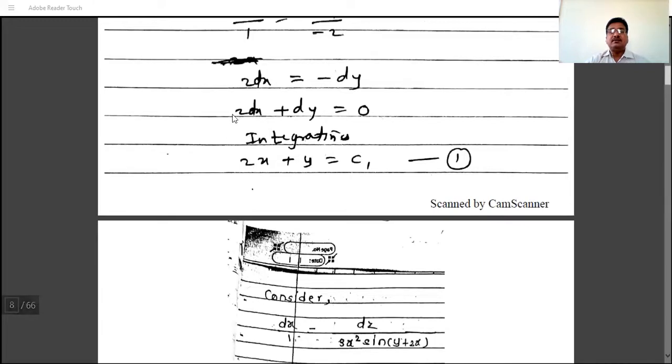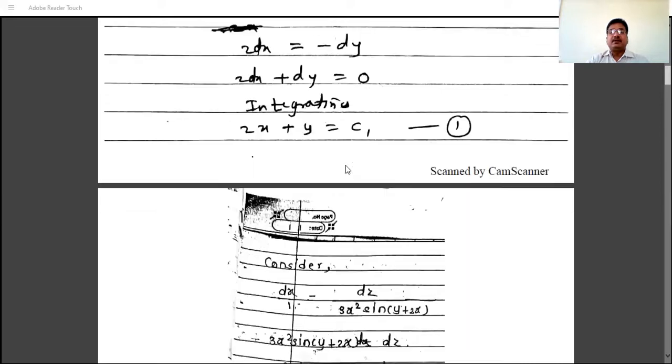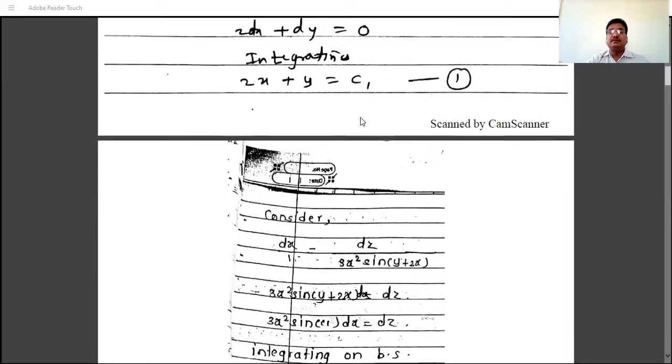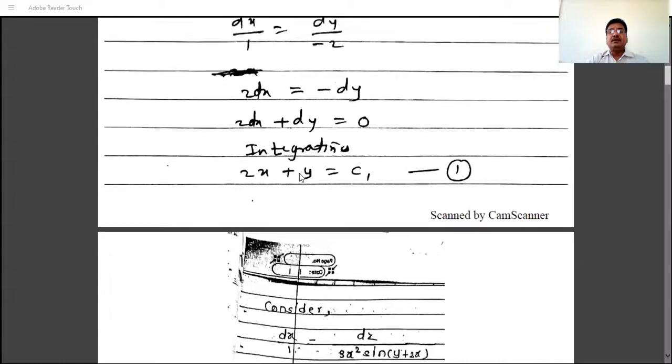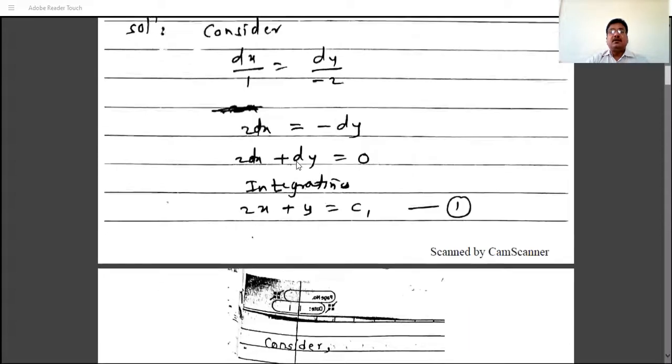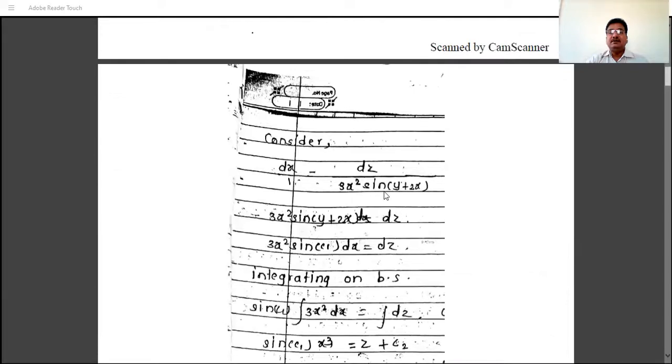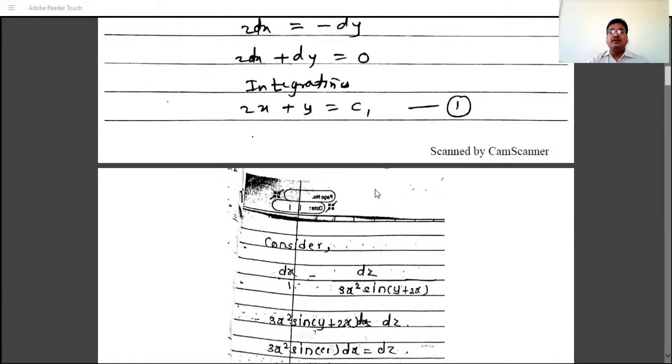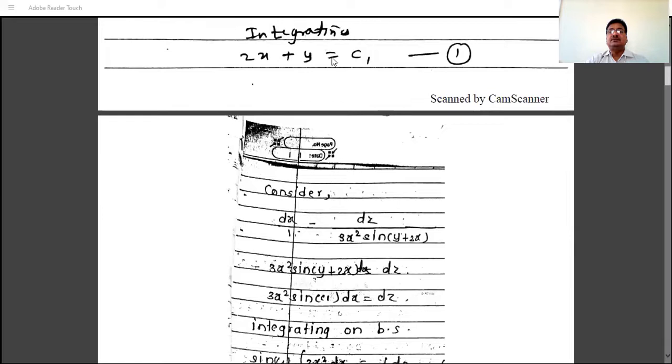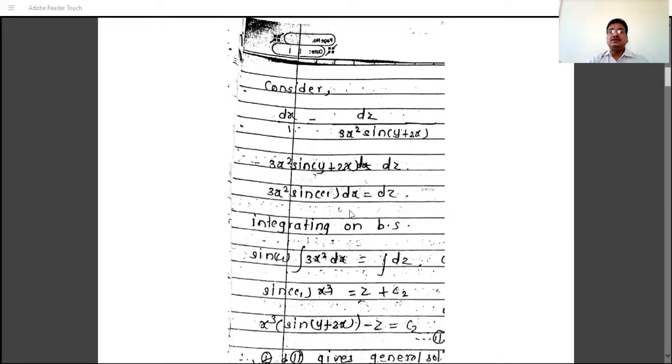The integral of a constant is the constant times the variable. So the integral of 2 with respect to x is 2x, and the integral of 1 dy is 1 times y, that is y, so 2x + y = c1. Then consider the first fraction and the third fraction, dz divided by (3x² sin(y + 2x)), and then substitute y + 2x as c1. This is a sub-method of method number 1.